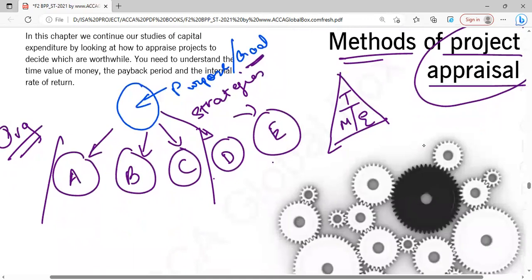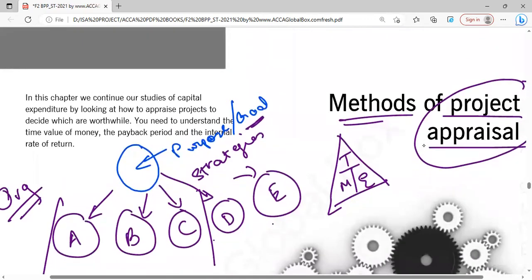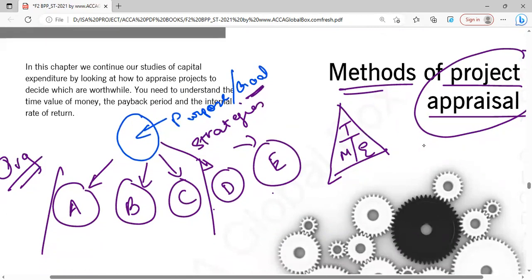Methods of project appraisal. Now this is an extension of the earlier chapter. This is where sums fall in. And why am I calling it an extension of the previous chapter? Because it is related to capital expenditure. What is capital expenditure? You are purchasing non-current assets. You are purchasing anything big, one-off.